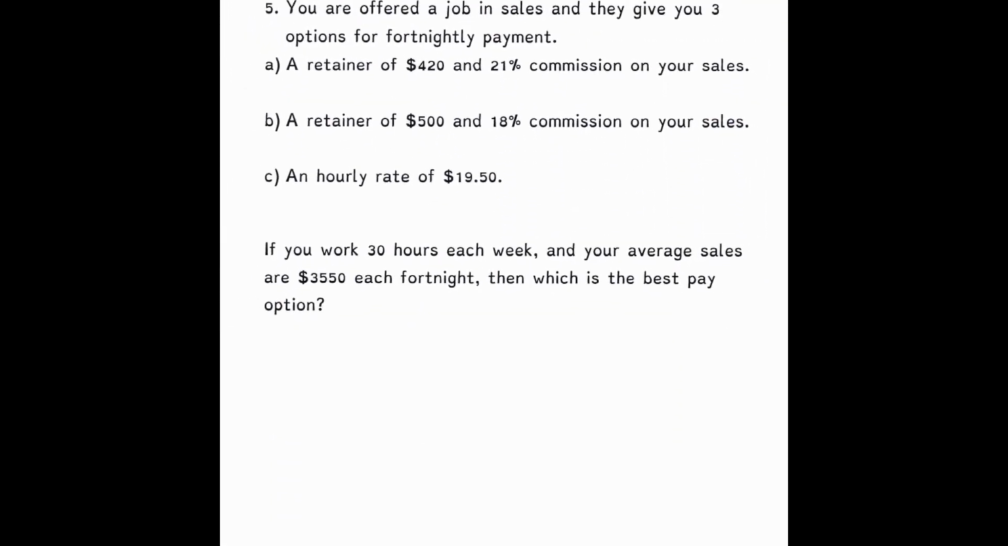Okay. So for question 5, you're offered a job in sales and they give you 3 options for fortnightly payment. Very unlikely you're going to get a job that offers multiple options for payment, but you could be going for several jobs that have different pay systems, so you do need to consider this. So a retainer, just like the retainer you can get on your teeth, it holds things in place like where they should be, and it's always the same.